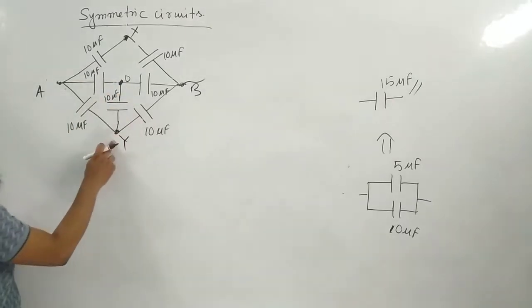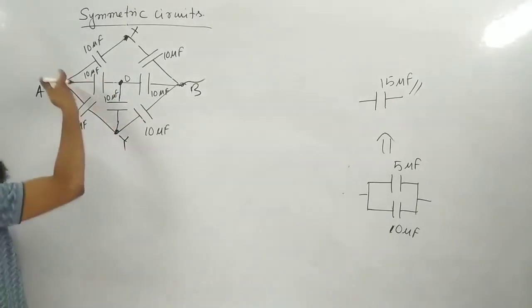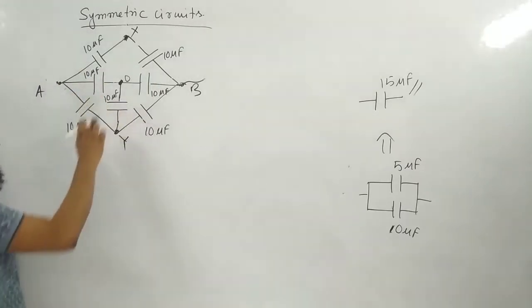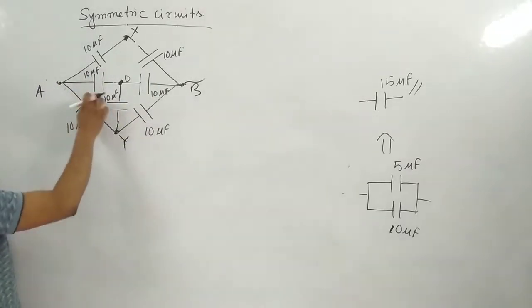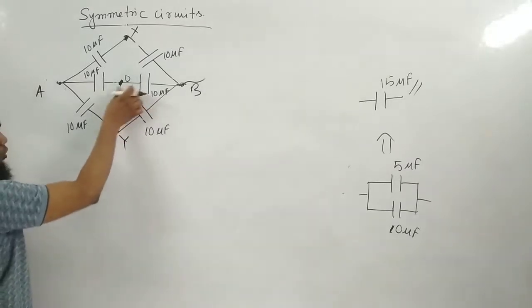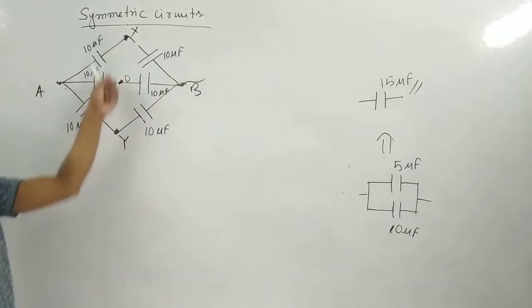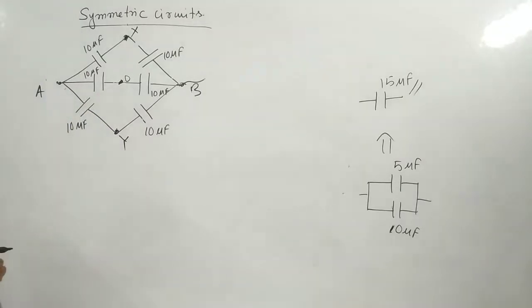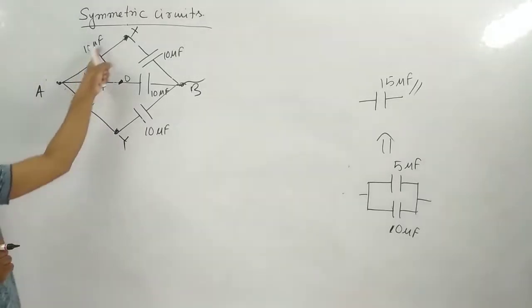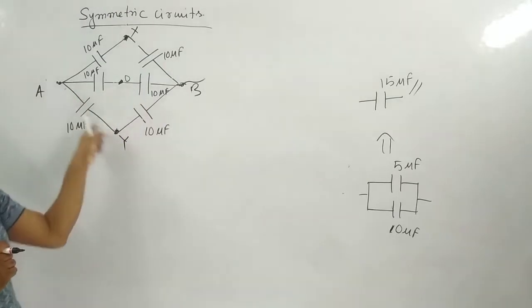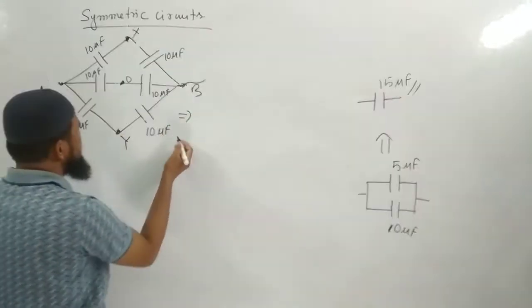This point and this point are going to have the same potential because of the nature of the circuit, because of the symmetry of the circuit. So no charge is going to flow from here to here, right? So this is neglected, this is neglected. So as a result, these two are in series, these two are in series, these two are in series. So how will the equivalent circuit look like?